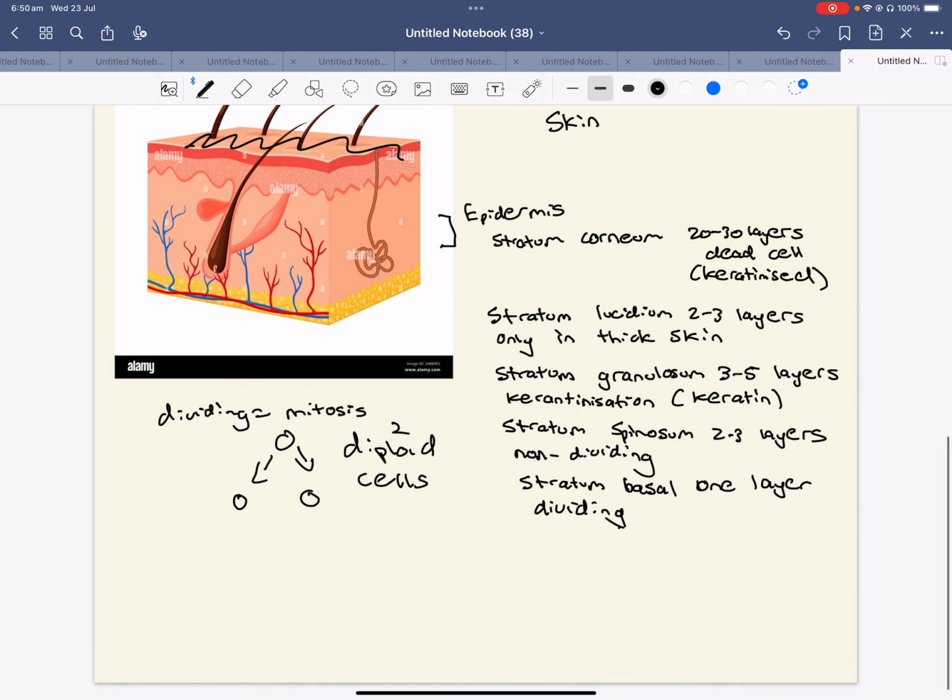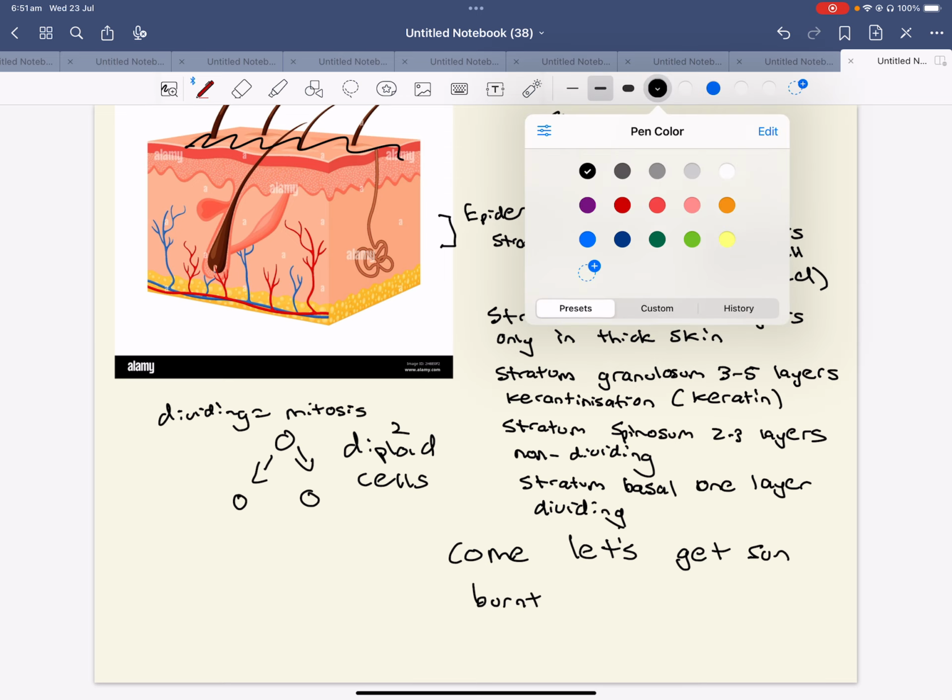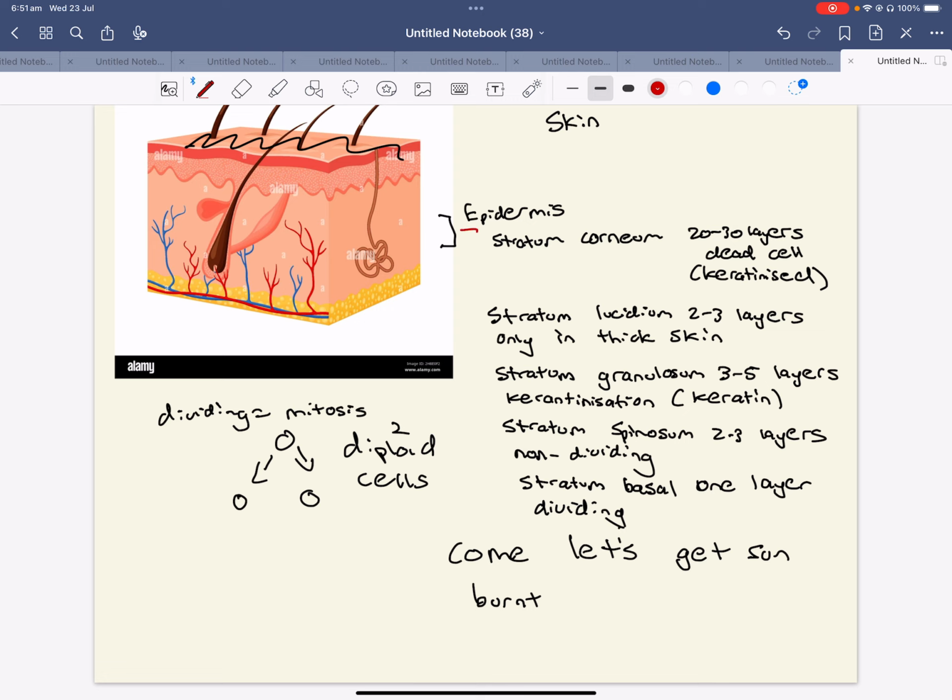This is the epidermis. You can remember that from Come, Let's Get Sunburnt. That's how you can remember it. Come, let's get sunburnt. Okay?